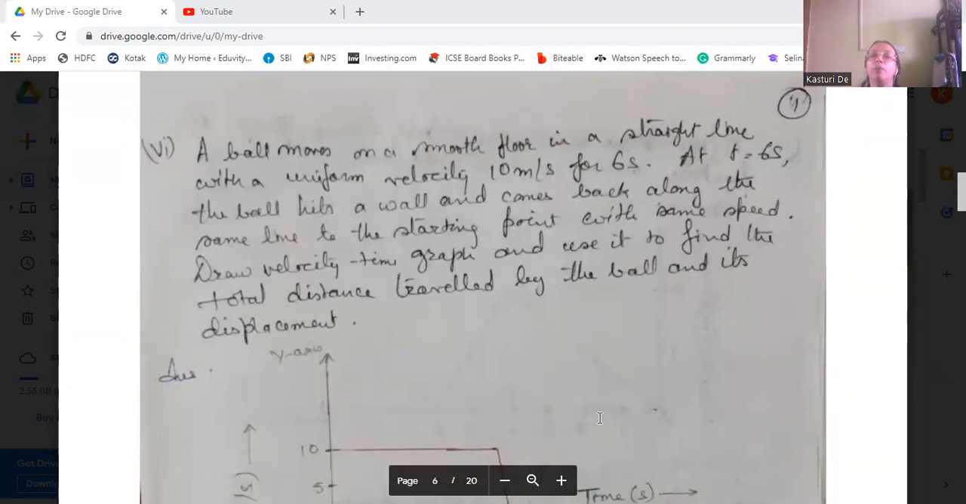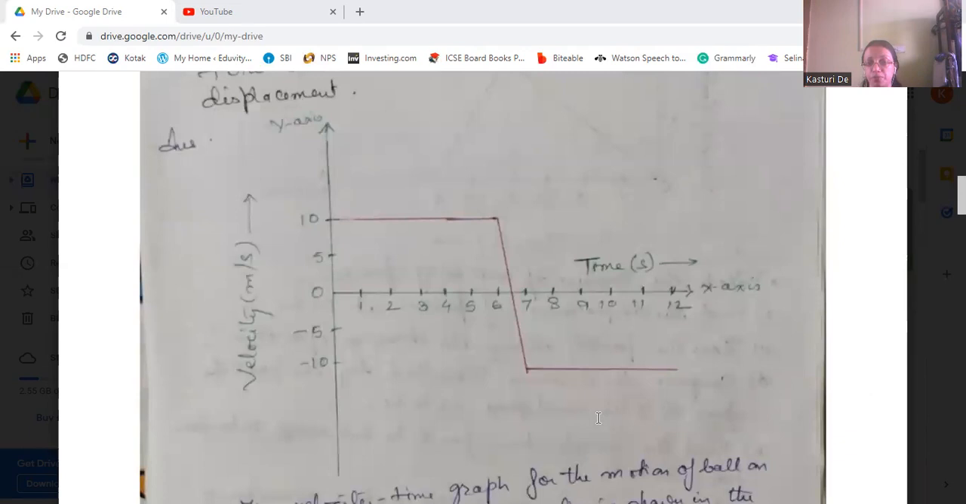Next is a ball moves on a smooth floor, okay, in a straight line with a uniform velocity 10 meters per second for 6 seconds. At t is equal to 6 seconds, the ball hits a wall and comes back along the same line to the starting point with the same speed. Draw velocity time graph and use it to find the total distance traveled by the ball and its displacement.